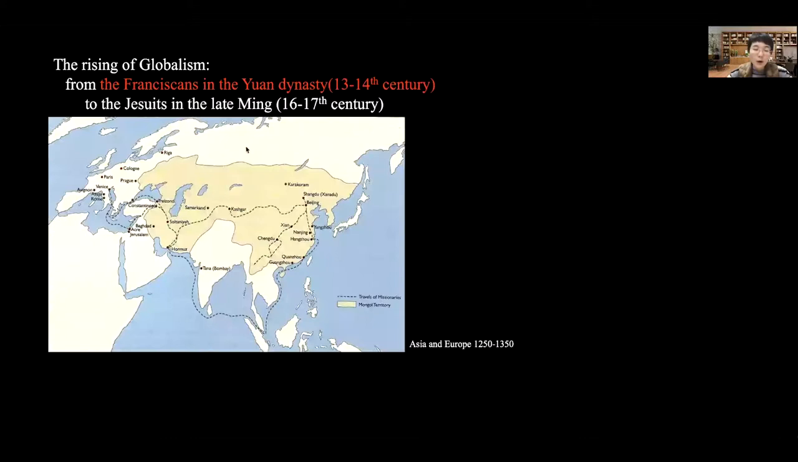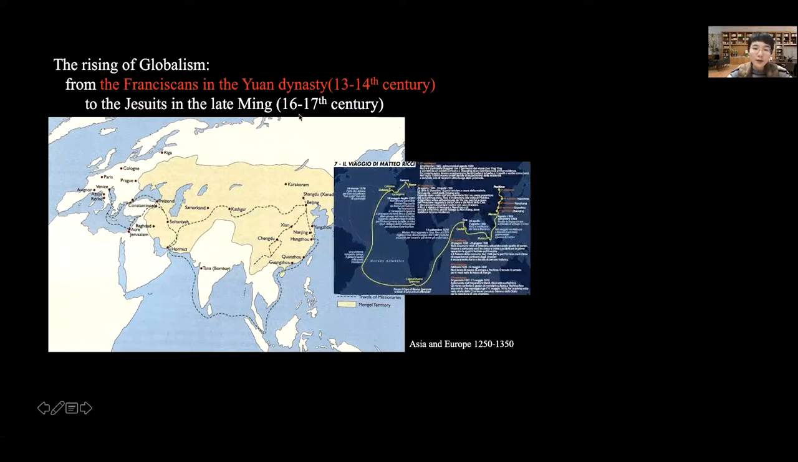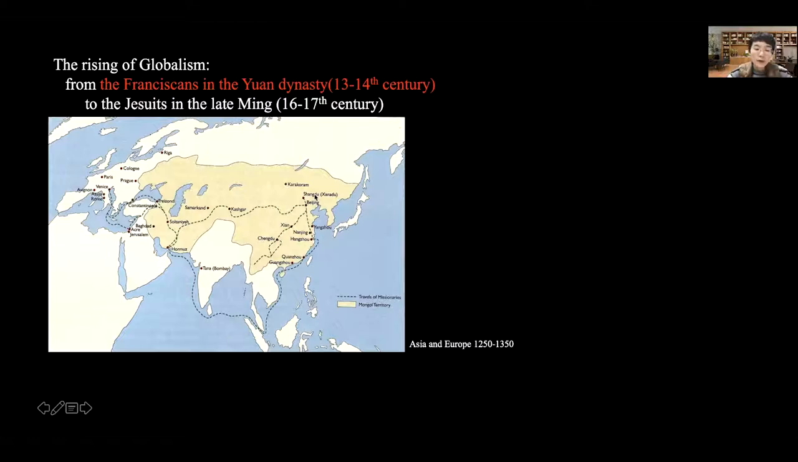Well, anyway, if we separate the rising of globalism into two phases, the first period is mainly by land, and the second period, as we mentioned before, is mainly by sea. The first phase here is during the 13th to 14th century Mongol Yuan dynasty, when the Franciscan missions mainly engaged in and traveled back and forth across Eurasia.